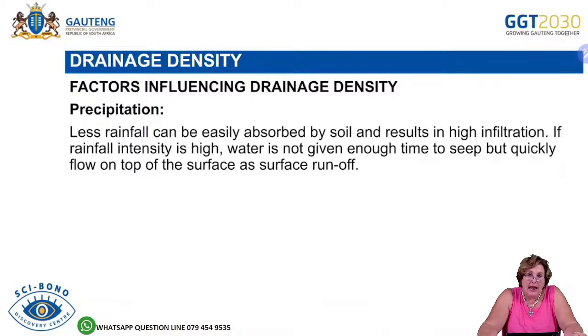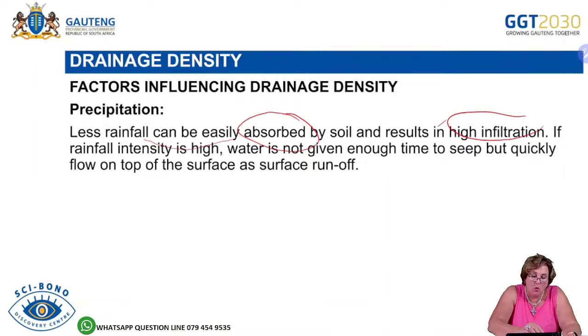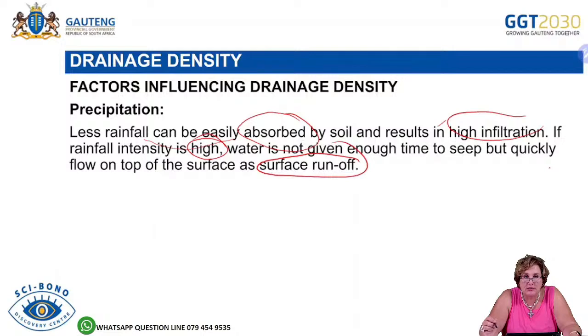Precipitation is one. If it's not raining that much, I have less rainfall and it's easily absorbed by the soil and results in high infiltration. That means soft continuous rain infiltrates into the soil rather than flowing on the surface. If it infiltrates, I can't see it anymore. However, when rainfall is high, there's not enough time for this water to infiltrate into the soil, so it starts running off as surface runoff.